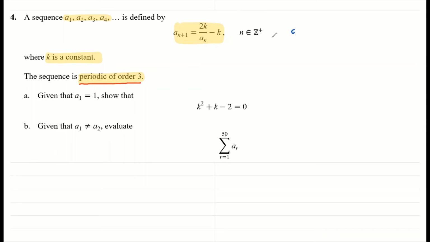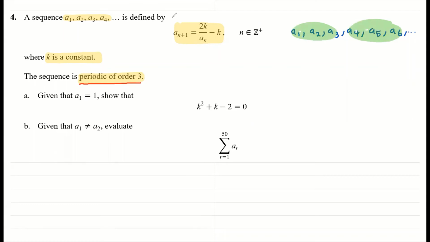If we have a sequence, so A1, doesn't really matter what they are, A2, A3, A4, A5, A6, etc. Okay, if it's periodic of order 3, remember we saw a sequence that was periodic order 2. So there's 2 distinct terms in the sequence, then the pattern repeats. So what this means is, these 3 terms would be distinct, okay? And then A4, A5, and A6 would be a repeat of A1, A2, and A3 in that order.